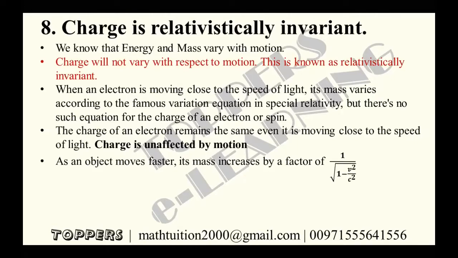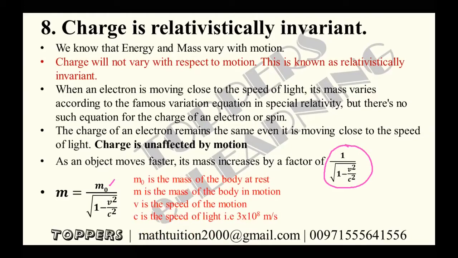As an object moves faster, its mass increases by a factor of 1 by root of 1 minus v squared by c squared, right? The Lorentz factor. If a body is moving, the mass can be treated as m = m0 by root of 1 minus v squared by c squared. Where m0 is the mass of the body at rest, m is the mass of the body in motion, v is the velocity of the body, and c is the speed of light, that is 3 × 10^8 meters per second. So mass is actually variant, but charge has no such variation. So we can say charge is relativistically invariant.